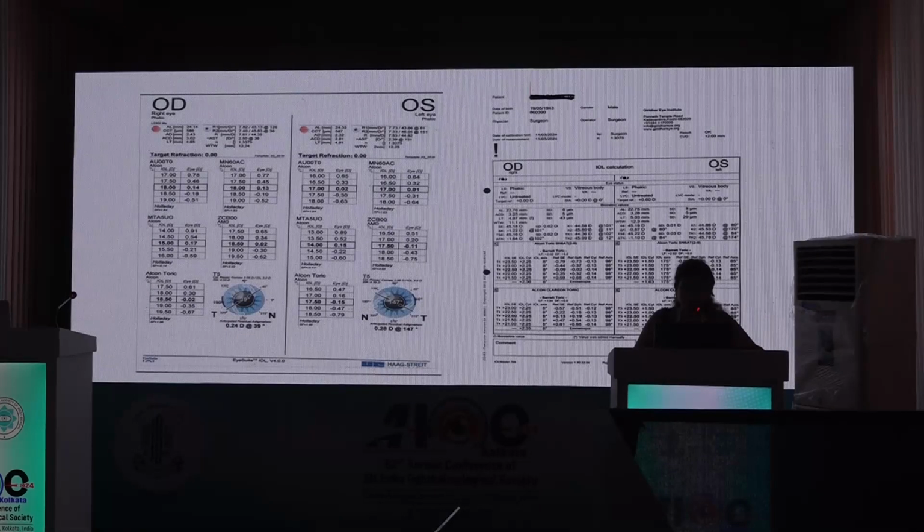So this is an example of the Lenstar 900 and the IOLmaster 700. It gives you all the values of the corneal measurements that you have, and it gives you the suggested lenses and the toricity that you can use, at what axis you can implant them, and what is the residual astigmatism that will remain.